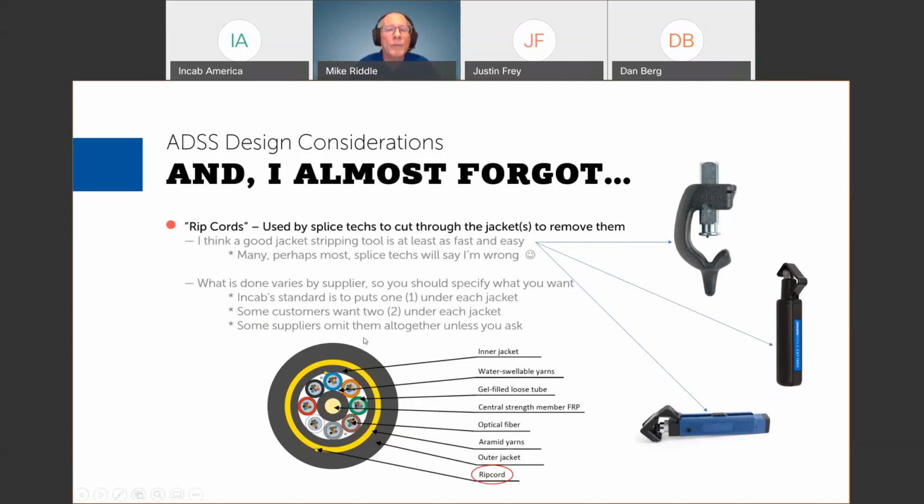At InCab, what we do is we put one ripcord under each jacket. So if it's a single jacket design, you will get one ripcord on that outer jacket. If it's a double jacket design, you'll get two, one under the inner and a second one under the outer. Some customers, though, want two under every jacket, and some suppliers don't use any unless you ask. So again, it's a detail that you need to pay attention to get the supplier to do what you want.